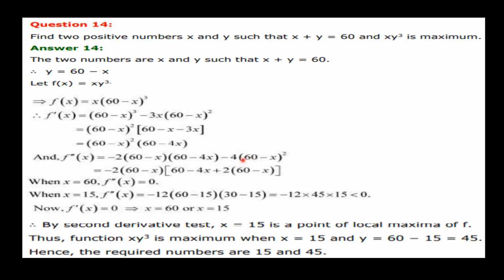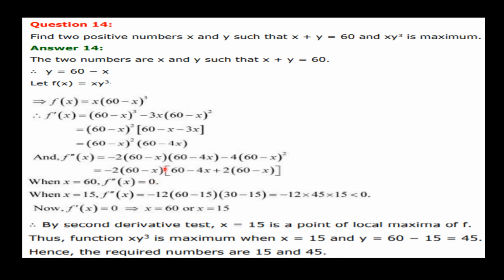Right. From the second term, after taking minus 2 into 60 minus x out, what will you get here? 2 into 60 minus x. Understood this second term, my children? Understood this step, my children? Right. This is f double dash of x. Understood this step, my children? Right. When x is equal to 0, f double dash of x is equal to 0.